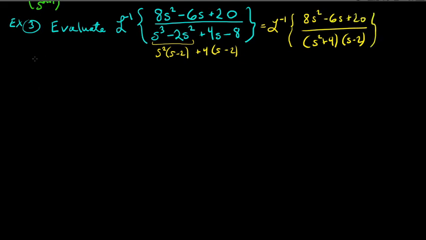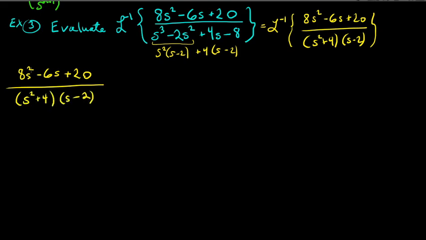So we know we're going to take the inverse Laplace transform, right? I didn't have to write it down again. So we have 8s squared minus 6s plus 20, all over s squared plus 4 times s minus 2. I think some of you see where this is going. You notice I didn't try to factor the numerator. I mean, you can, but it's not worth it.